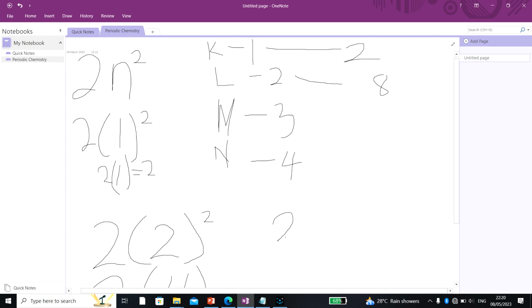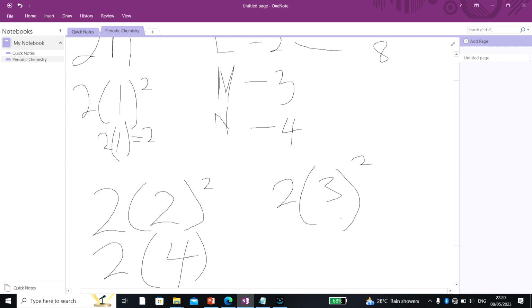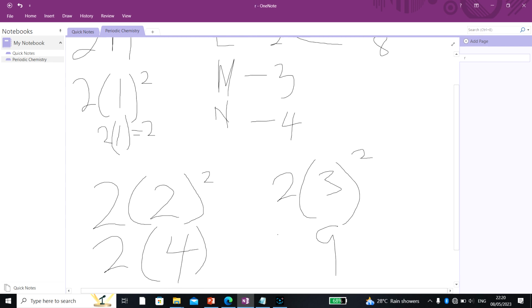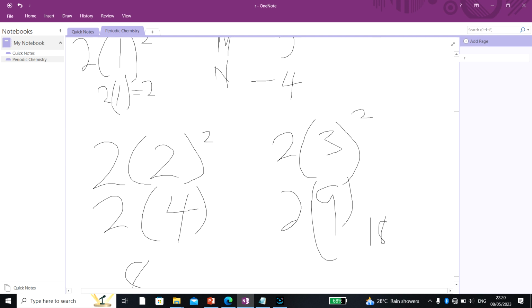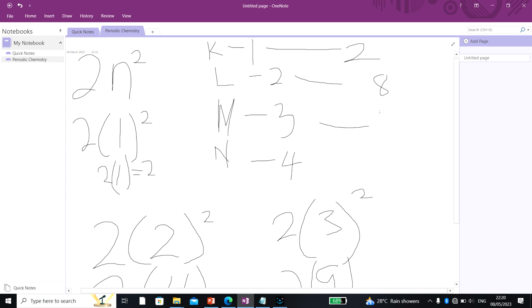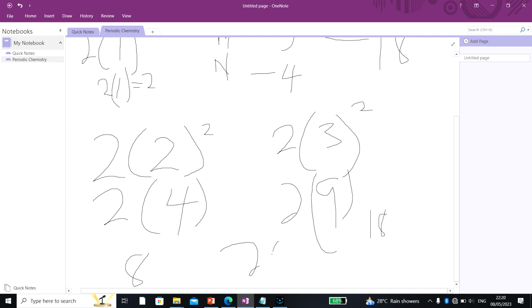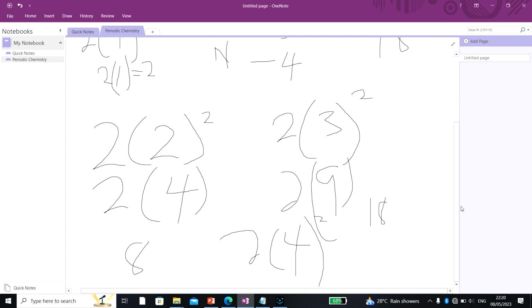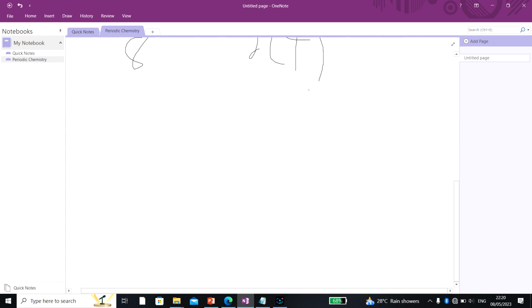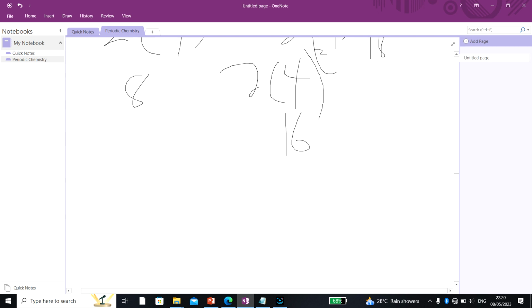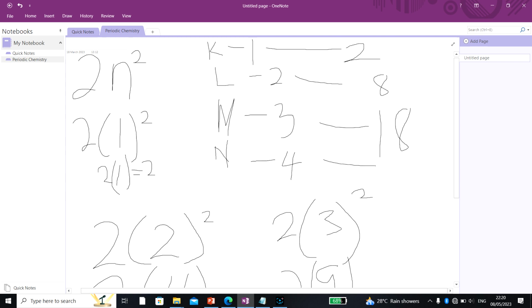Now let's look at another one. 2 into bracket 3 squared. We know that 3 squared is 9. So 2 into bracket 9, 9 twos is 18. Then it means that the M shell can take a maximum of 18. And then this is 4, right? So 2 into bracket 4 squared. We know that 4 squared is 16. So 16 into bracket 2, meaning that we are getting 32.